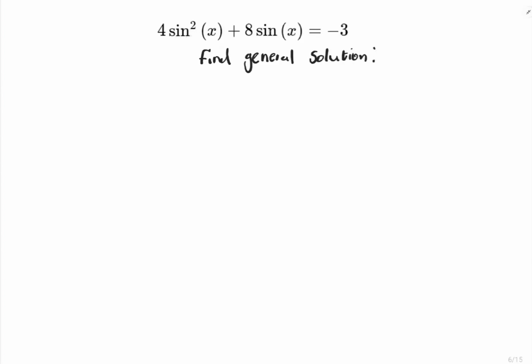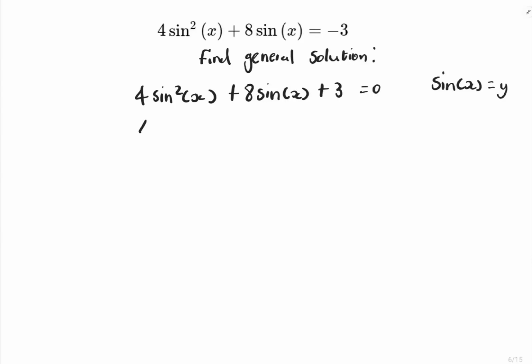We have a sine squared and a sine, and on this 3 there is no sine, so we can transpose this 3 to the left, and then we're going to get 4 sine squared x plus 8 sine x plus 3 is equal to 0. Now if we substitute sine x with, let's just say, y, there's going to be 4y squared plus 8y plus 3 is equal to 0. Now it looks familiar. We can factorize this, right?